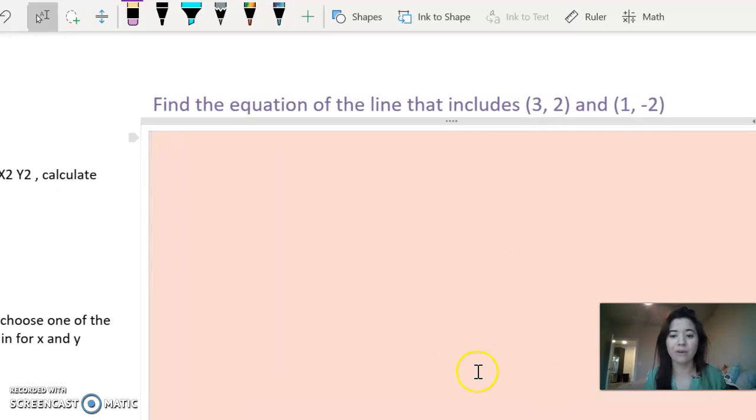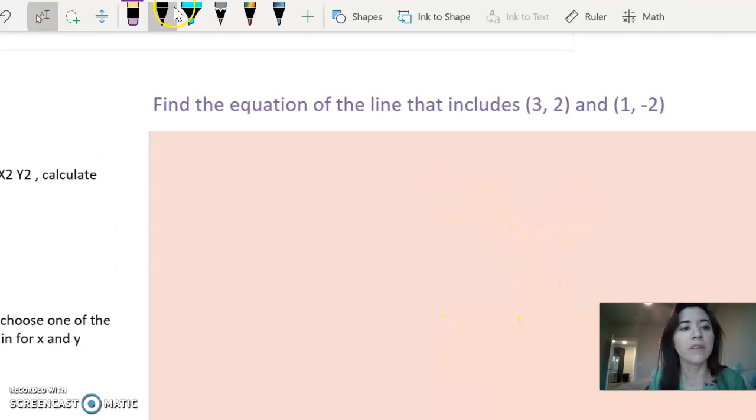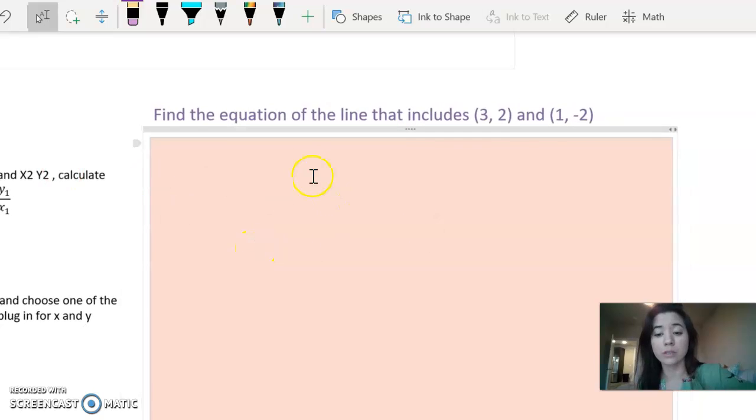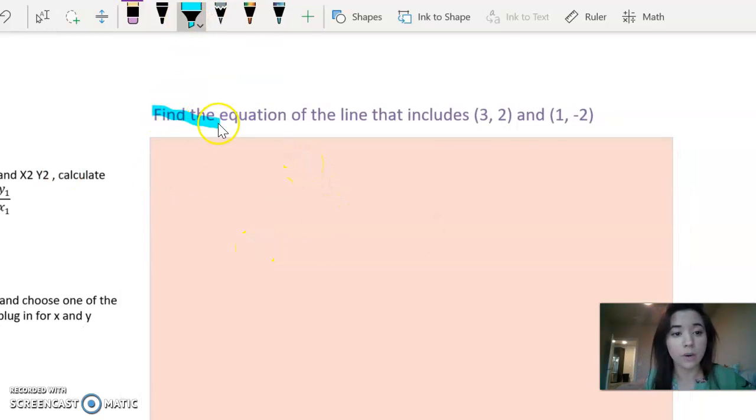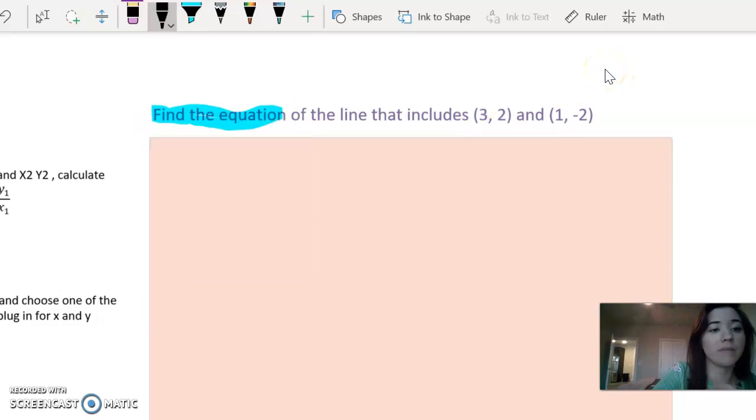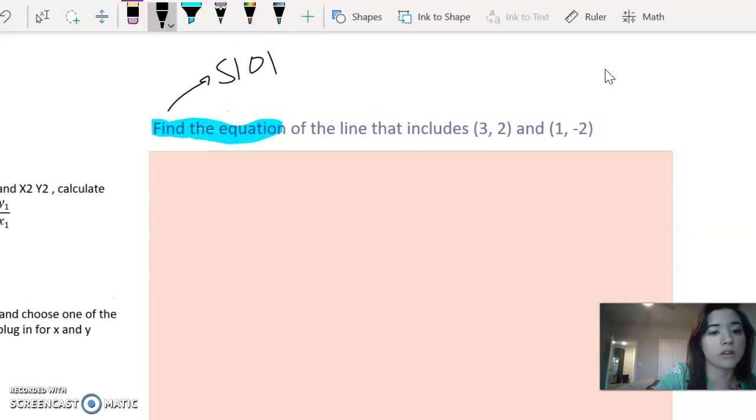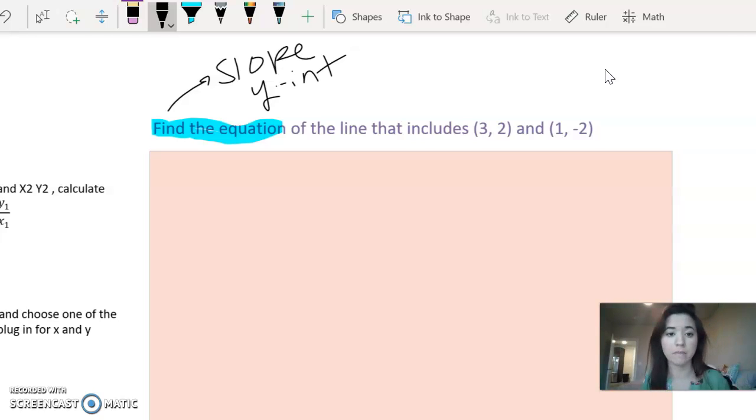We started with a review of how to find slope. With this problem, again, it wants us to find the equation. So immediately, that tells me that I need 2 things. I need to find my slope, and I need to find my y-intercept. Those are the 2 things that we need to write the equation of a line. So I have 2 points.